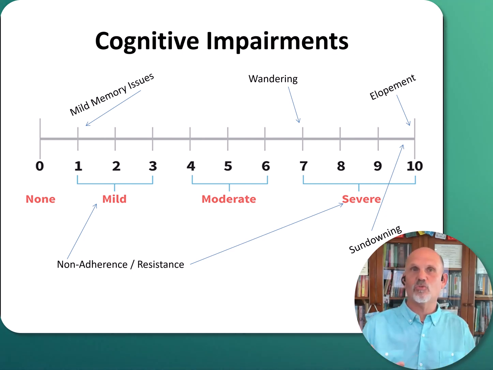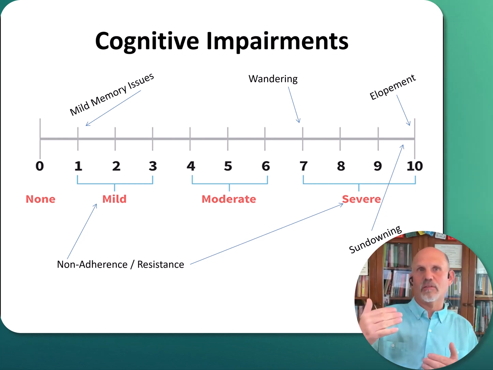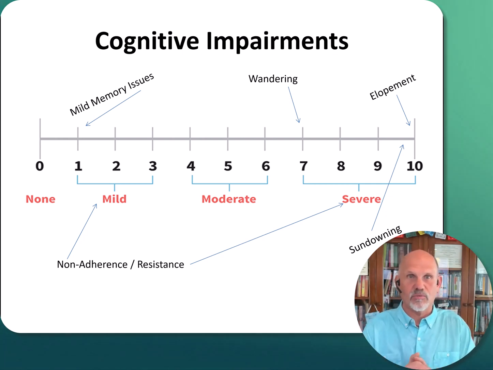Now, that's a huge safety risk that we need to deal with, and it's increased because their abilities are pretty good, right? So they can get themselves into quite a bit of mischief. There's another interesting thing about cognitive impairments is that we used to call it non-compliance, right?